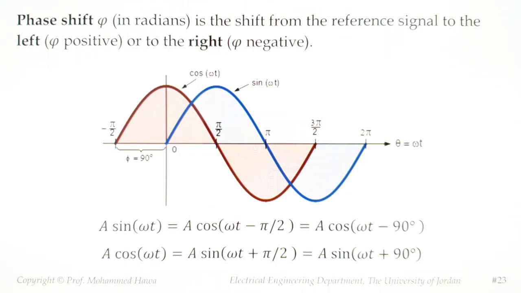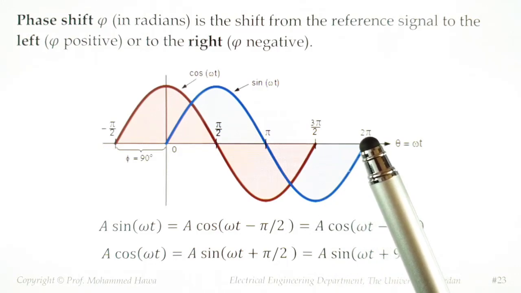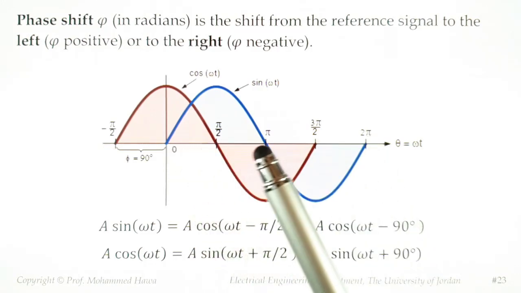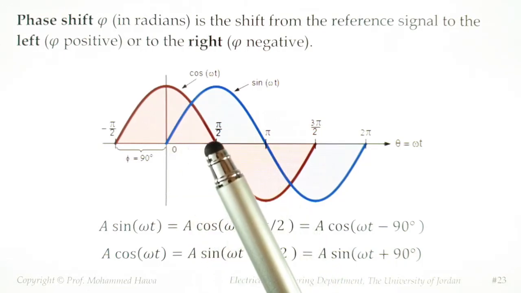It's like going through one circle. It is 360 degrees or 2 pi. So if you have one full cycle for the sine, you're getting 2 pi radians or 360 degrees. If you have half a cycle, you're getting pi or 180 degrees. If you're going 1/4 of a cycle, then you have pi over 2 or 90 degrees.